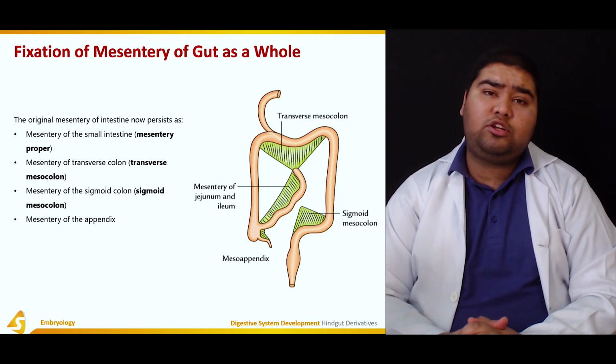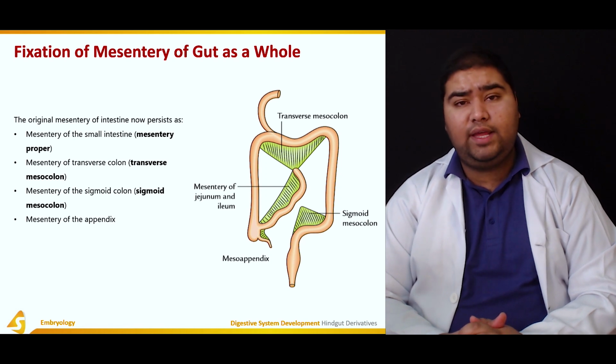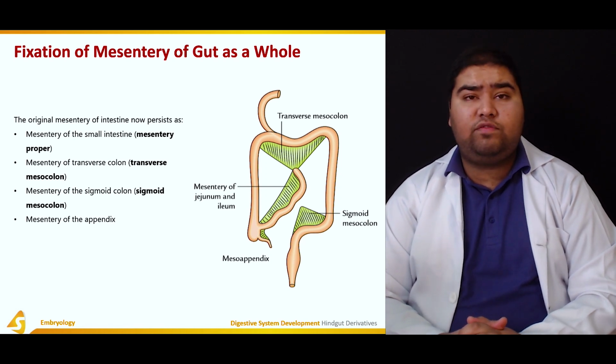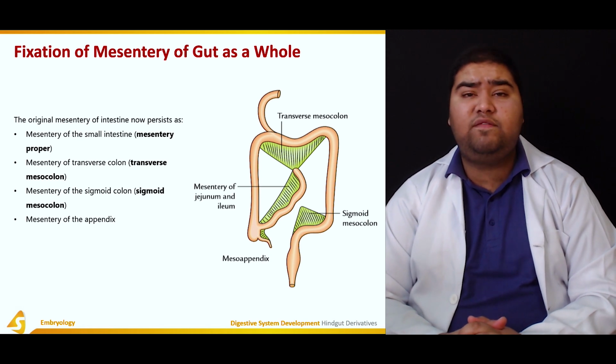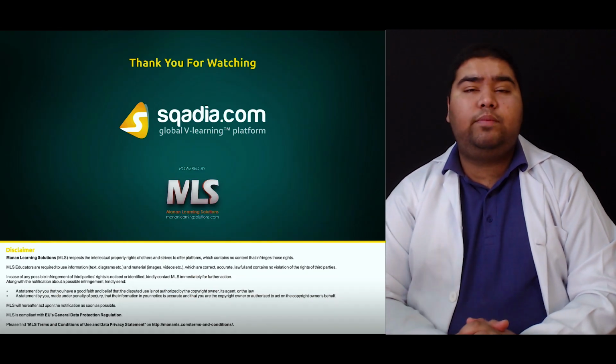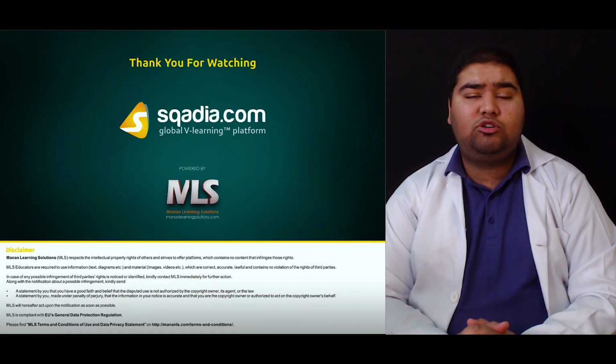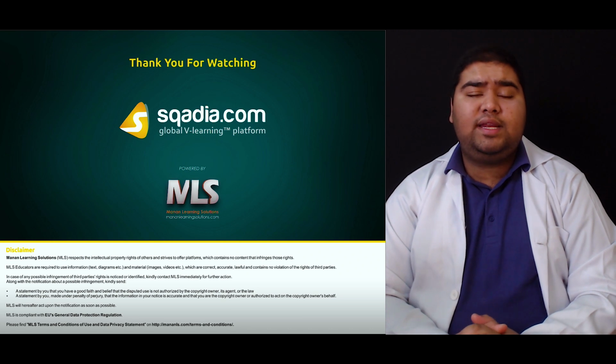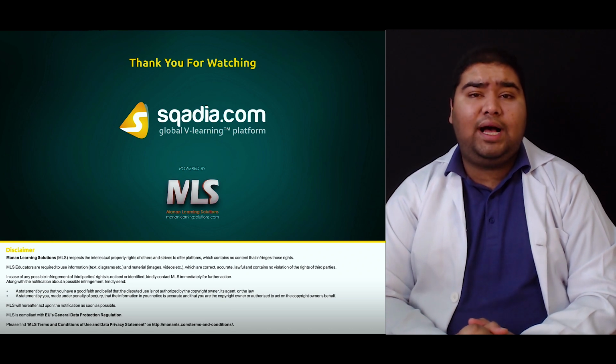That includes the mesentery of jejunum and the mesentery of ileum. Then we have the mesentery of the transverse colon. Then we have the mesentery of the sigmoid colon, and finally the mesoappendix. So this was all about this section. In this section, we talked about how various derivatives are developed from the hindgut.